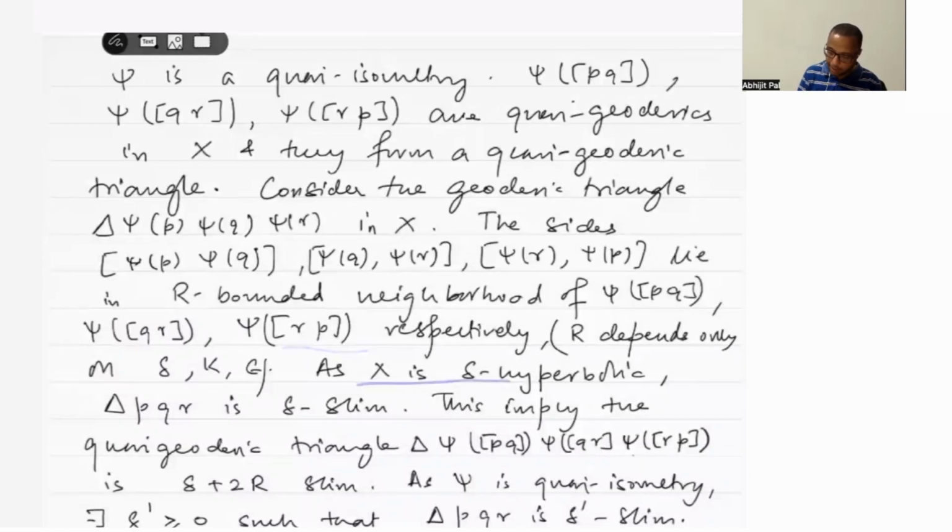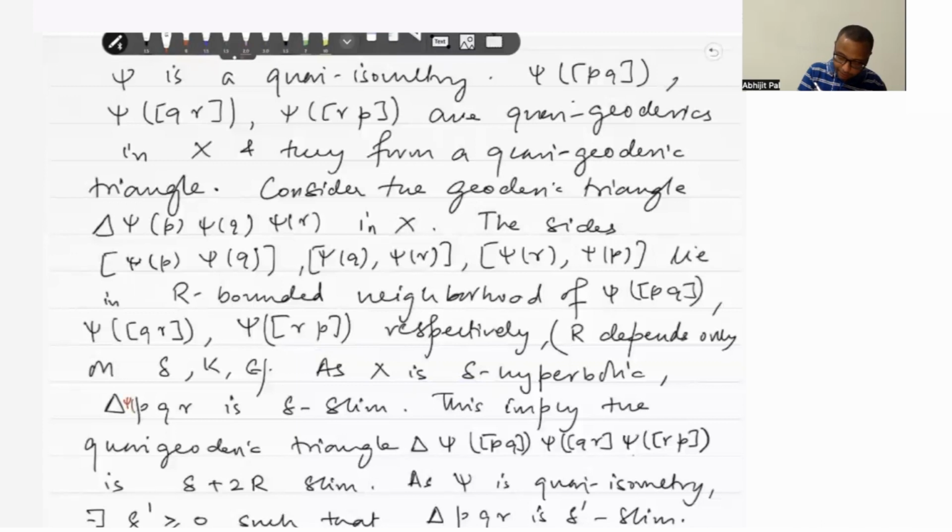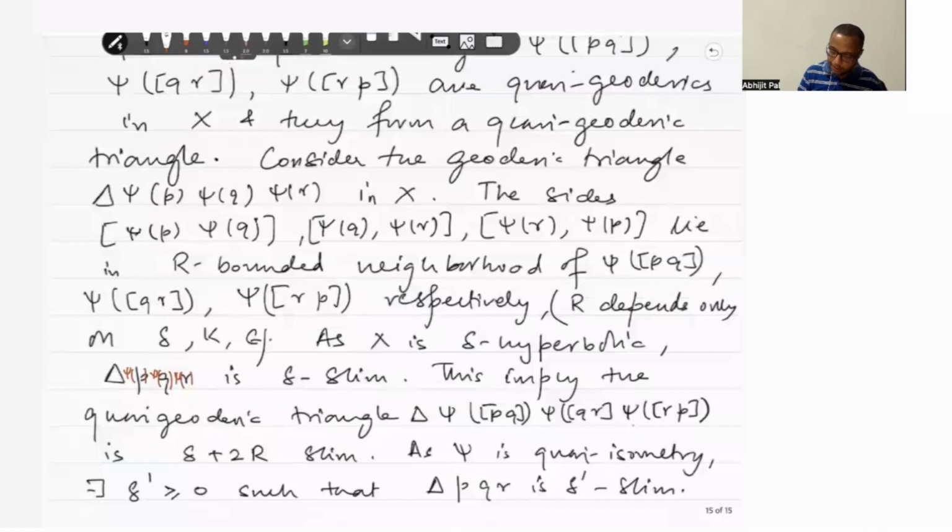Now as X is a delta hyperbolic metric space, the triangle psi P, psi Q, psi R will be a delta slim triangle. This will also imply that the quasi-geodesic triangle will be delta plus 2R slim.